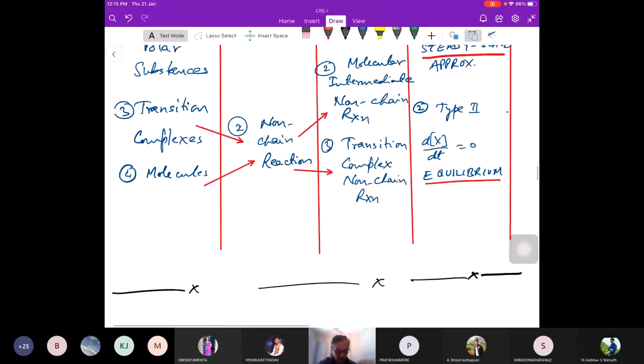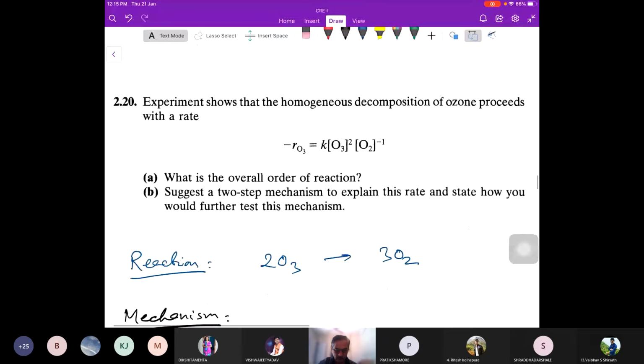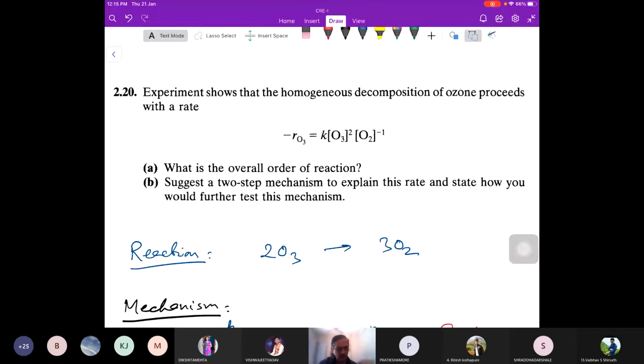Okay? So let's solve some problems. There are 2 or 3, then 3, 4 examples which are repeatedly asked in the exams. So one of them is this one from Levenspiel. Experiment shows that the homogeneous decomposition of ozone proceeds with a rate, minus rate of ozone decomposition, equal to K into concentration of O3 squared divided by concentration of O2. Now what it is asking is, what is the overall order of reaction? What will be the overall order of reaction?